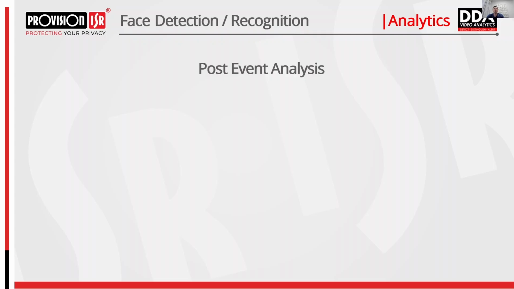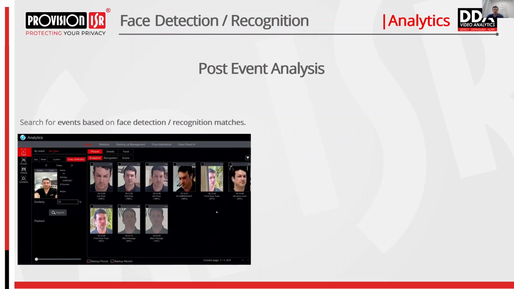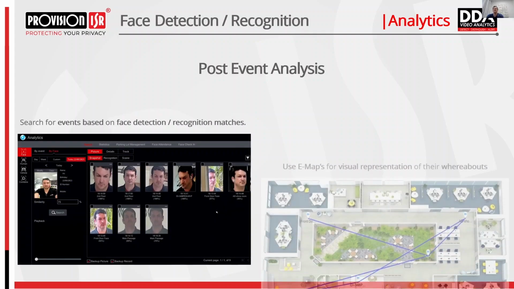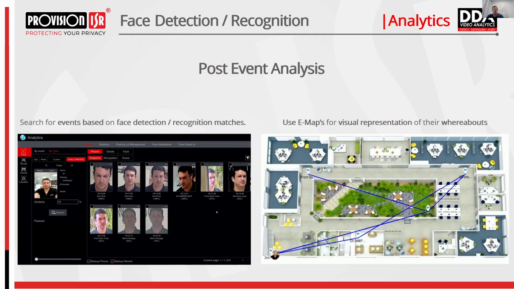Another useful application for face recognition is in investigations. You can search for events by face matches, like I showed you earlier, or you can take it a step further and utilize eMaps to visually track where and when a person was seen across different cameras. I've got a great real-world example coming up to show you just how powerful this feature can be. So let us go and check it out.